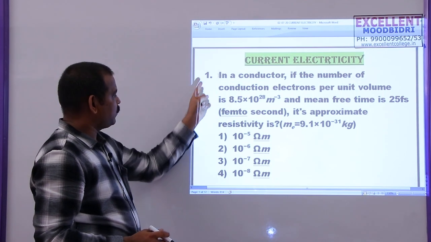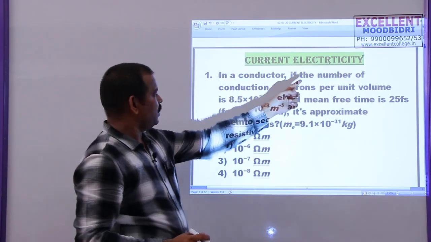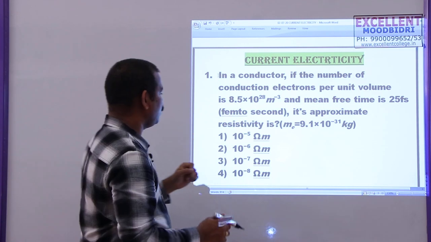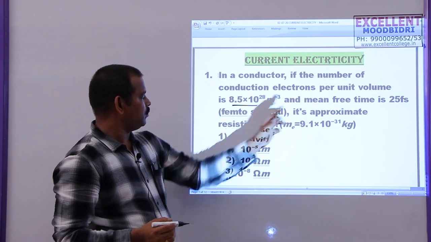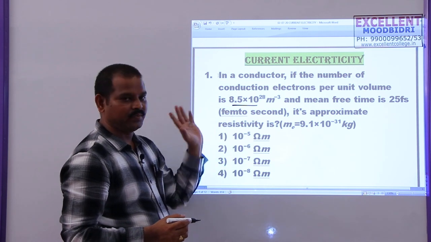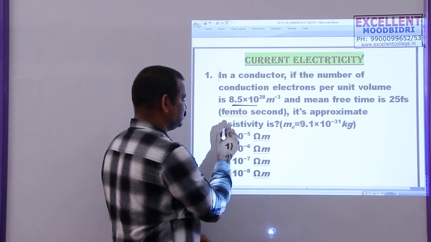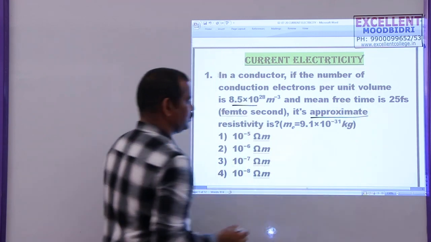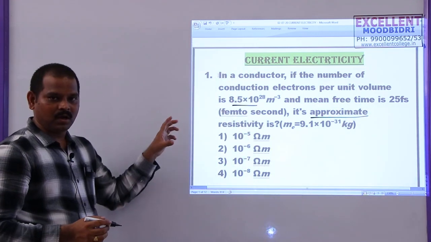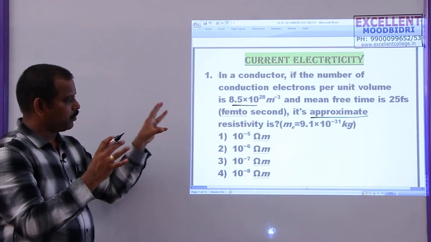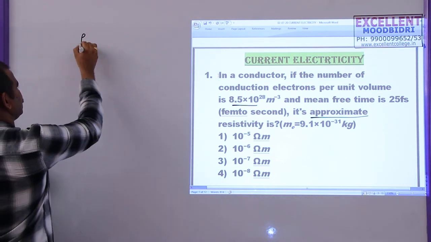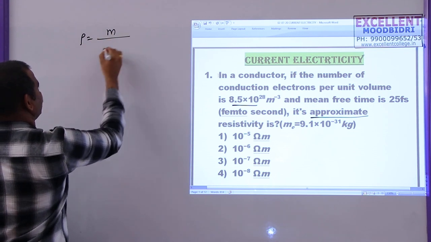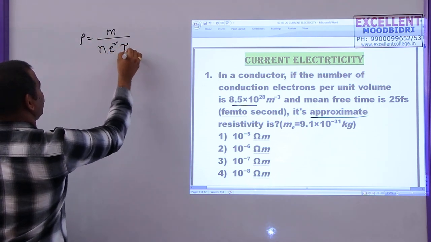Current electricity, problem number 1. In a conductor, the number of conduction electrons per unit volume is 8.5 (times 10 power 28) and the mean free time is 25 femtoseconds. Find the approximate resistivity. Remember students, they are not asking for the exact resistivity, but the approximate resistivity. In most competitive exams we need to give approximate values only, because we cannot use a calculator. So resistivity is given by mass of electron divided by n e square tau.